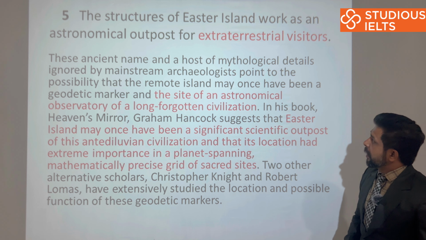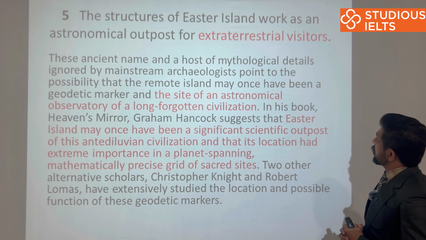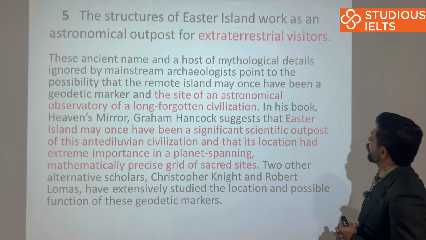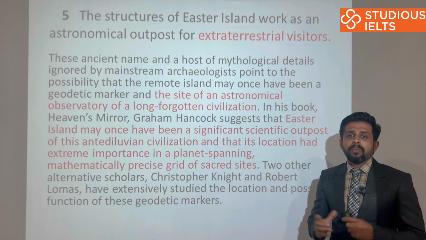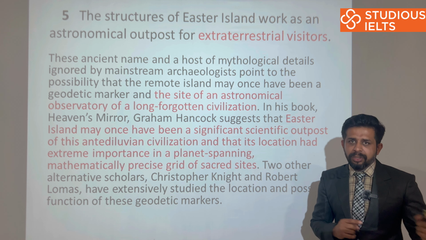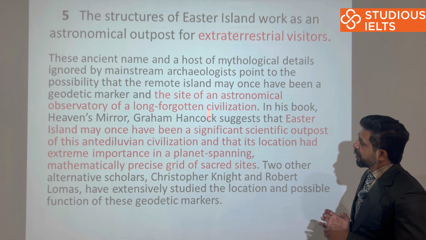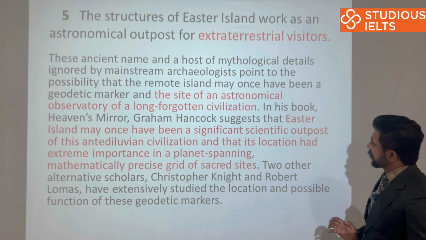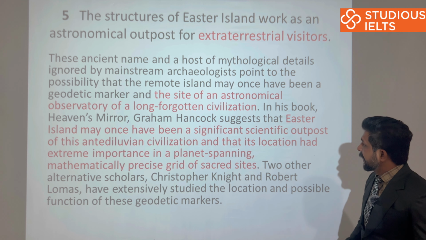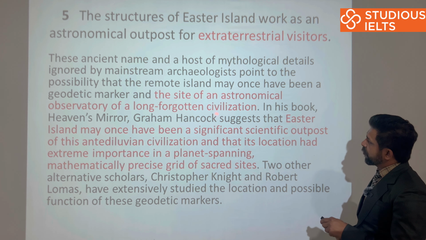Okay, question number 5. The fifth question says, the structures of Easter Island work as an astronomical outpost for extraterrestrial visitors. Let me tell you the meaning of extraterrestrial visitors: those who are moving across the planets for the purpose of research. So let's see, does the entire information match with the question, or is there some mismatch in it? Let's read the highlighted part once again. It says, the site of an astronomical observatory of a long forgotten civilization.